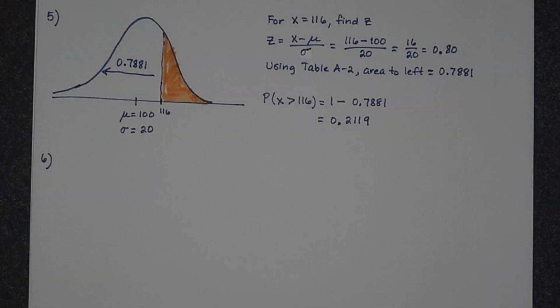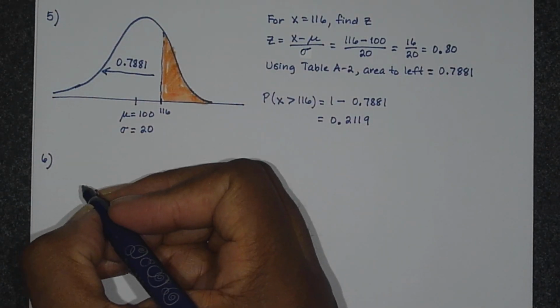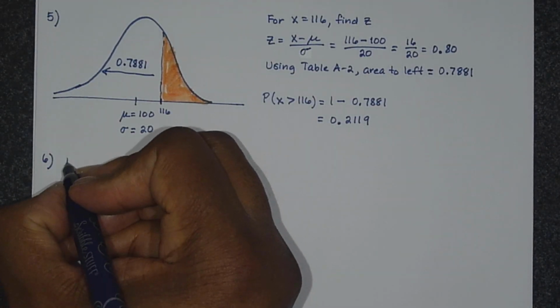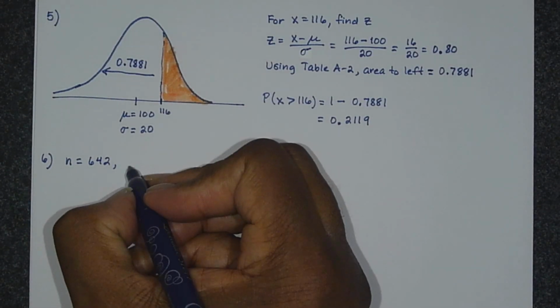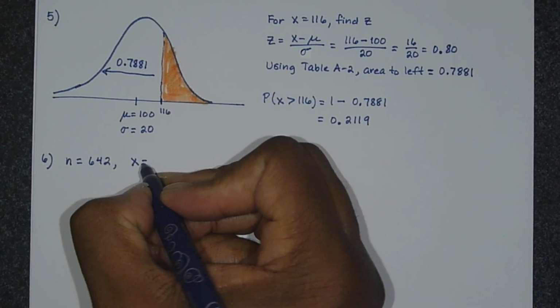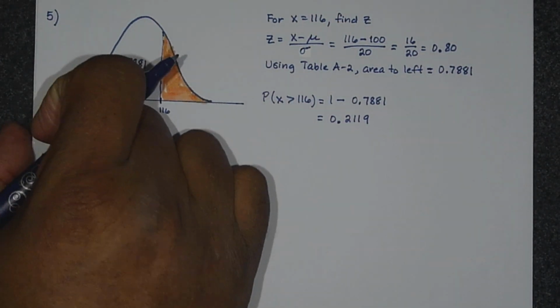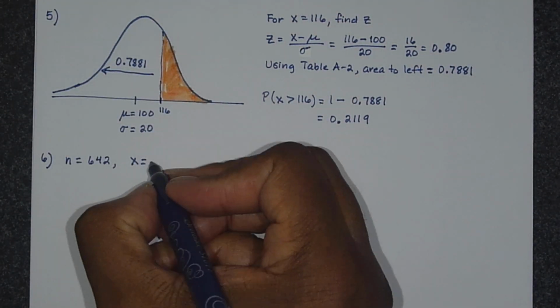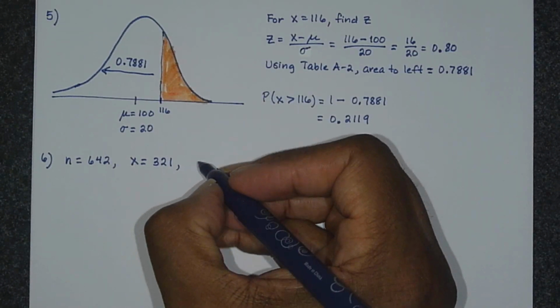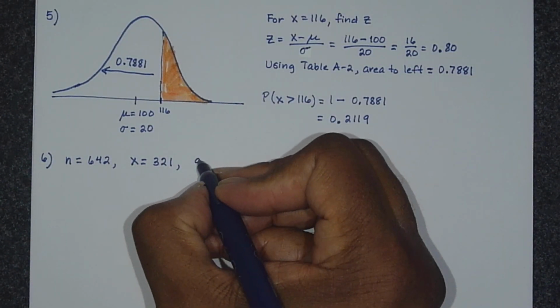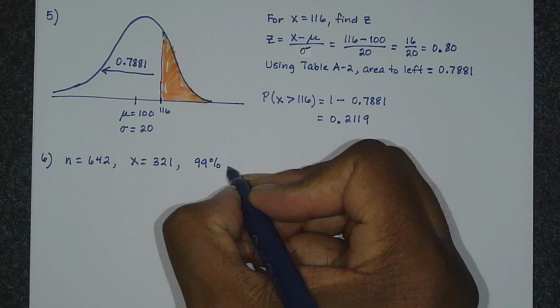So let's see what we have here. 642 babies were born, that's your sample size. And 321 of them were girls. So X, which represents the number of successes, is 321. And we're constructing a 99% confidence interval.